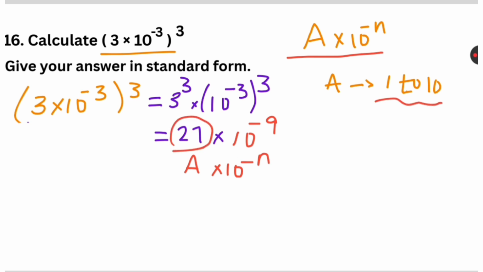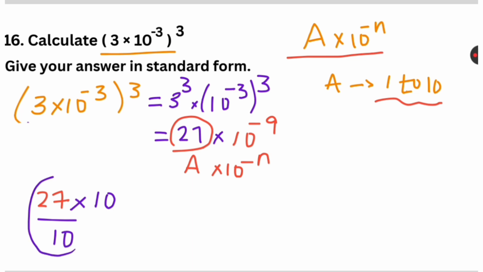Is 27 in between 1 to 10? No. So it is more than 10. So that's why you have to convert this to in between 1 to 10. How can you convert? So this 27, if you multiply by 10 and divide by 10, if we cancel these two, we are going to get only 27, isn't it? So the value should not change. So that's why let's multiply by 10 and divide by 10.